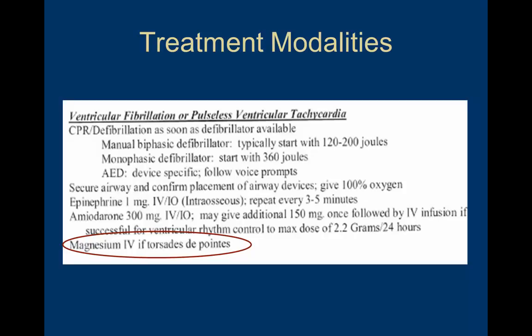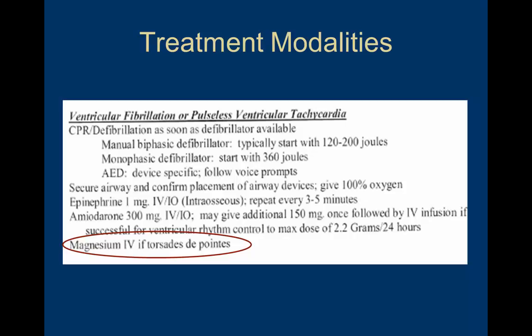Now, the last rhythm that we're going to talk about is torsade de pointe. This is a type of ventricular tachycardia that has a very special look to it. I don't have the rhythm strip for you to see because you don't have to identify torsade. It's somewhat challenging to identify. The thing you need to know is that if the physician, the cardiologist, has identified that this is torsade de pointe, then magnesium IV is the treatment of choice.